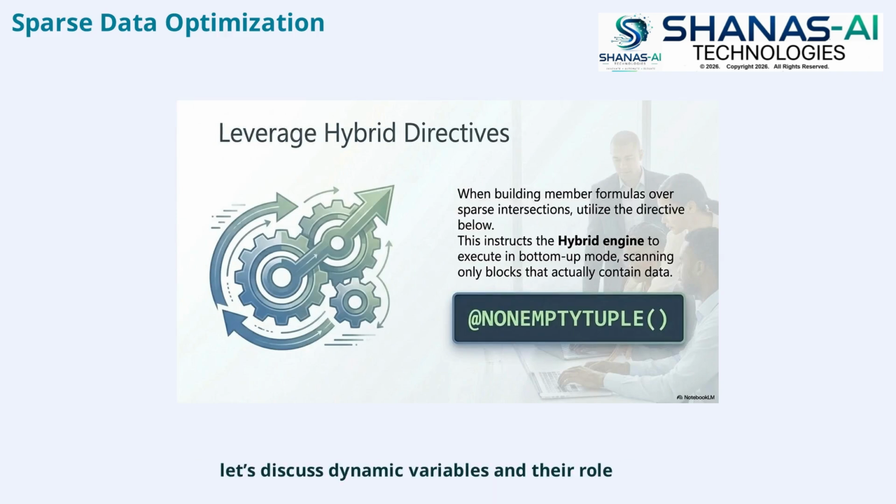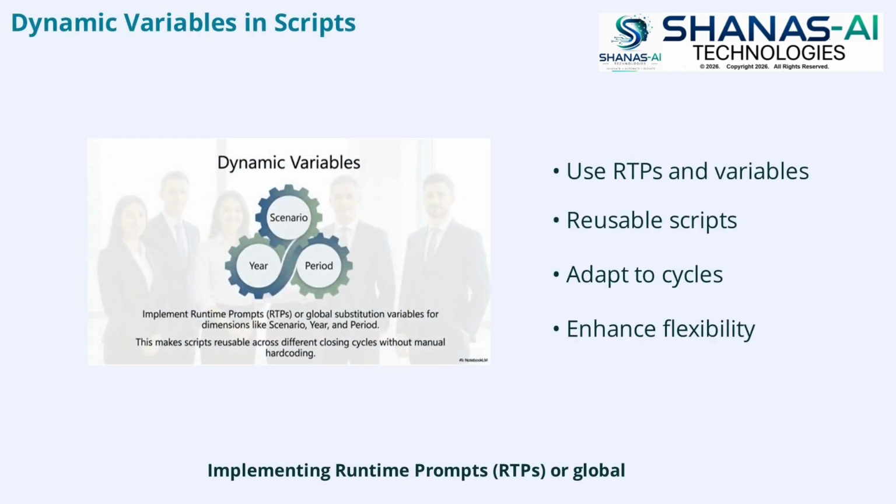Next, let's discuss dynamic variables and their role in making scripts reusable across closing cycles. Implementing runtime prompts, RTPs, or global substitution variables for dimensions like scenario, year, and period makes scripts reusable across different closing cycles. This eliminates the need for manual hardcoding and ensures your rules adapt to changing business requirements. Dynamic variables enhance flexibility and maintainability, supporting efficient financial close processes.